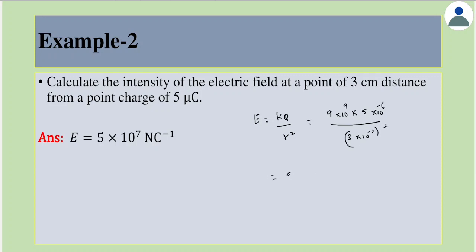It is equal to 9 into 5 into 10 power plus 3 by 9 into 10 power minus 4. So from here 9 gets cancelled. What remains would be 5 into 10 power 3 plus 4, which is 10 power plus 7 Newton per coulomb.